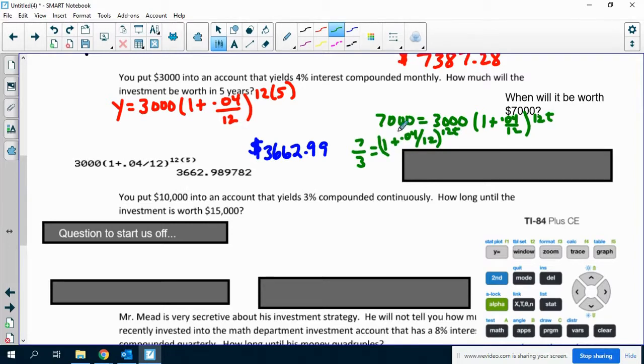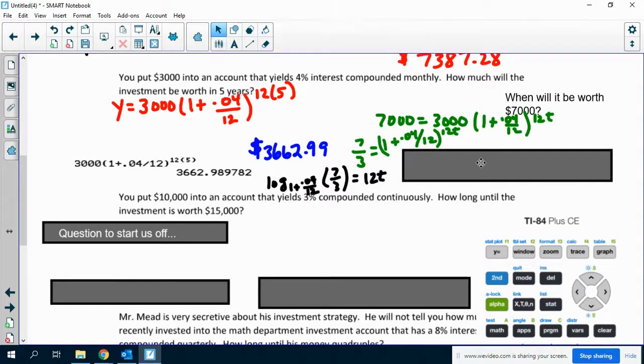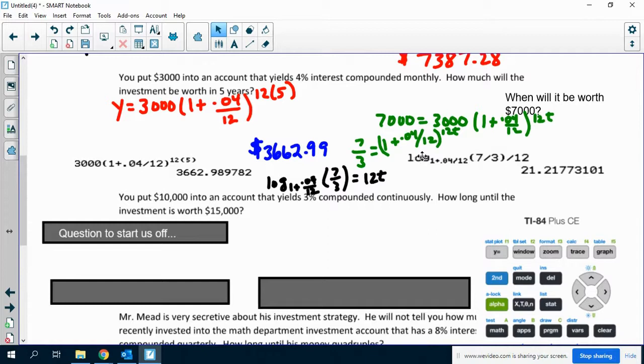This is not a really nice number, so I'm just going to leave it like that. And then what I will do is take a log of both sides. So it would be log base 1 plus 0.04 over 12 of 7/3 equals 12t. Now you can simplify that if you want, but you would be rounding, and that's pretty dangerous. And then at the end, you're going to divide this whole thing by 12 to get the answer. So take log base 1 plus 0.04 over 12 of 7/3, then divide that by 12.